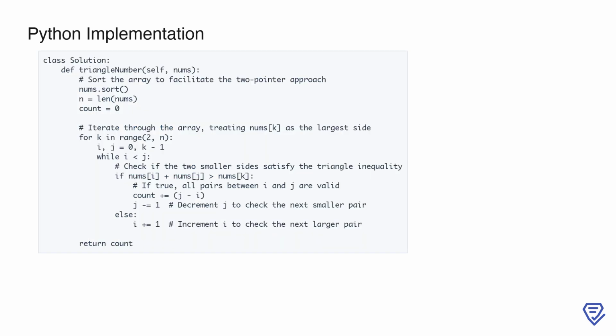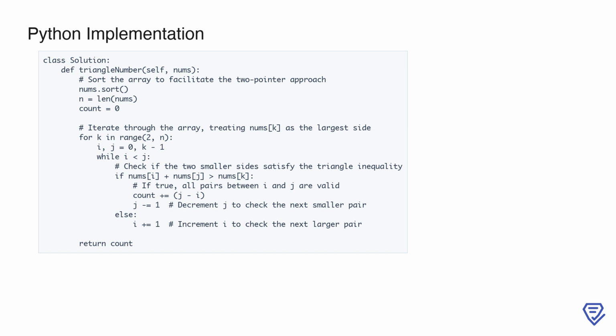This solution addresses LeetCode problem number 611, Valid Triangle Number, using a combination of sorting and the two-pointer technique to efficiently count valid triangles. Explanation. 1. Sorting the array. The first step is to sort the input array nums. This simplifies the triangle inequality check because if nums[k] is the largest side, then the other two sides, nums[i] and nums[j], only need to satisfy nums[i] plus nums[j] greater than nums[k].